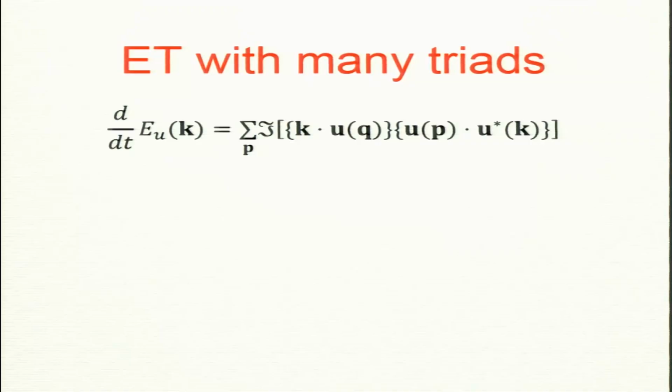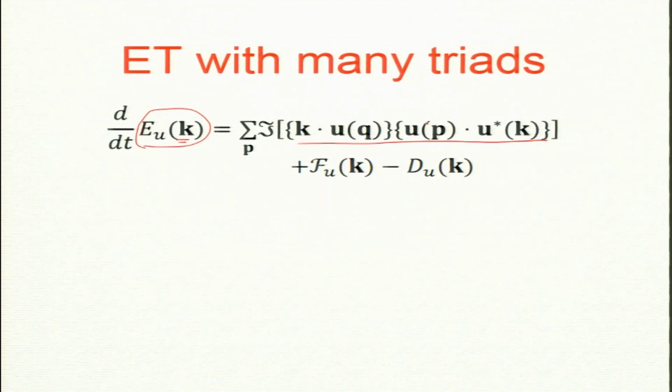So, this is what I wrote. This is the full energy equation for wave number k. So, this is modal energy, right. The modal energy is getting contribution from a single triad. In fact, we know energy goes from P to K with Q acting as a helper, but there are many P's.